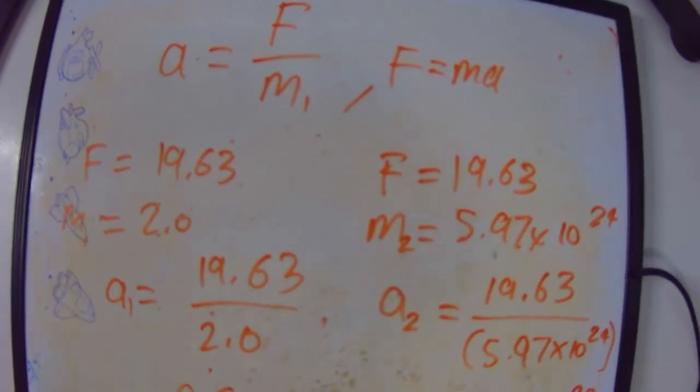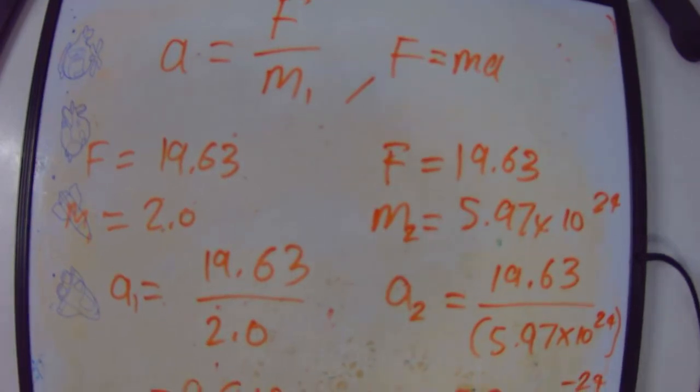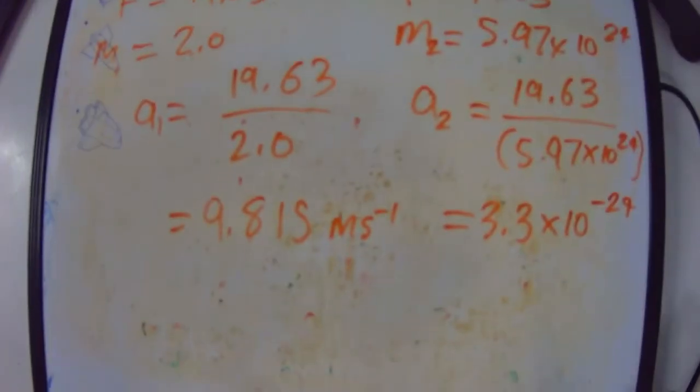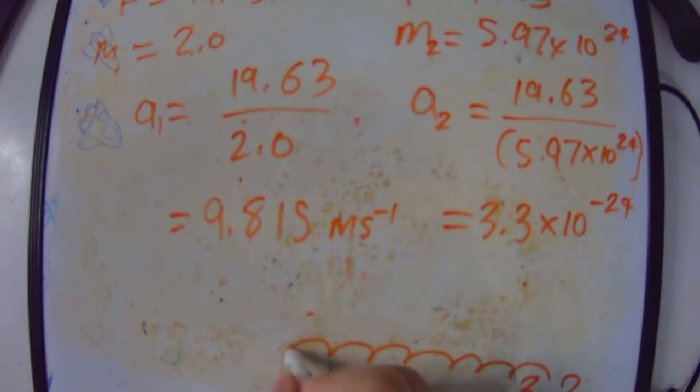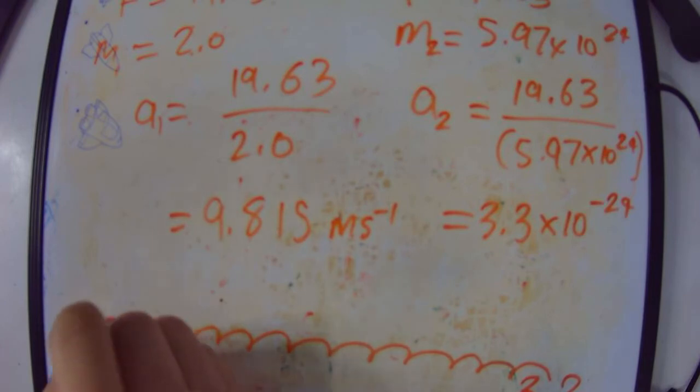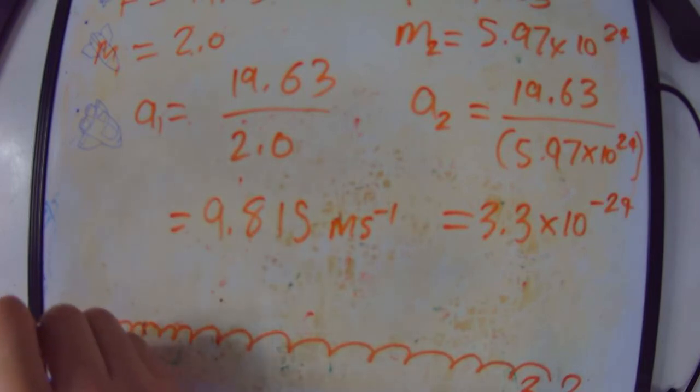It's not going to be 3.3. It's 3.3 times 10 to the minus 24. In other words, if we were to write out the full number in standard form, we have to move the decimal point. So 1, 2, 3, 4, 5, 6, 7, 8, 9, 10, 11, 12, 13, 14, 15, 16, 17, 18, 19, 20, 21, 22, 23, 24.